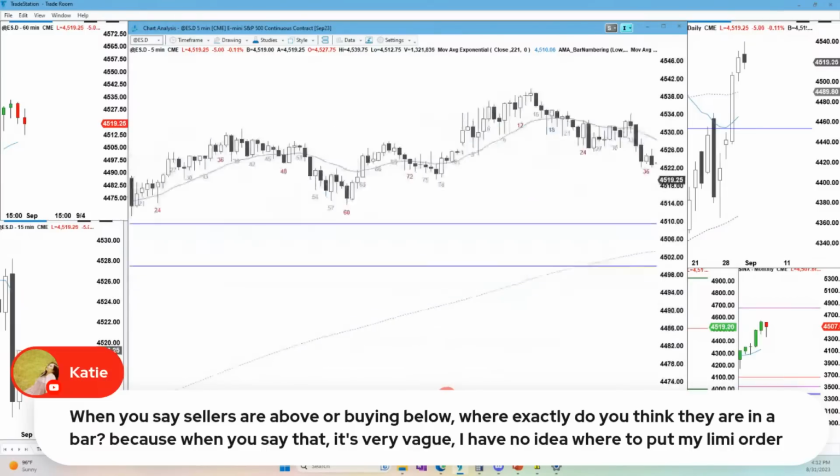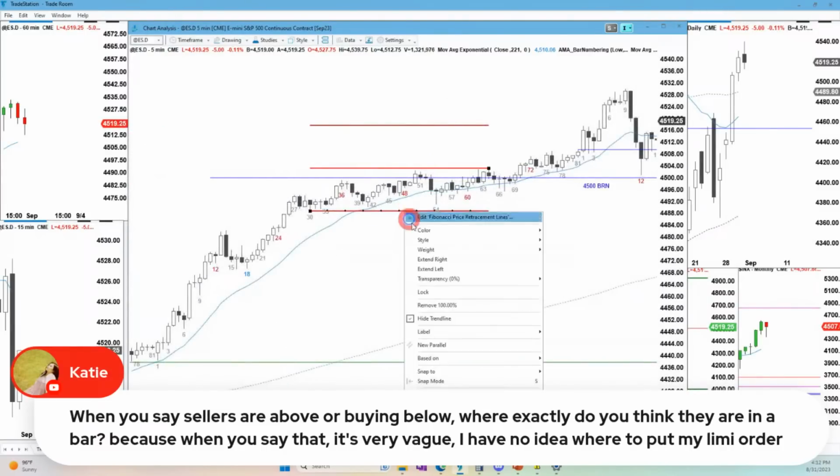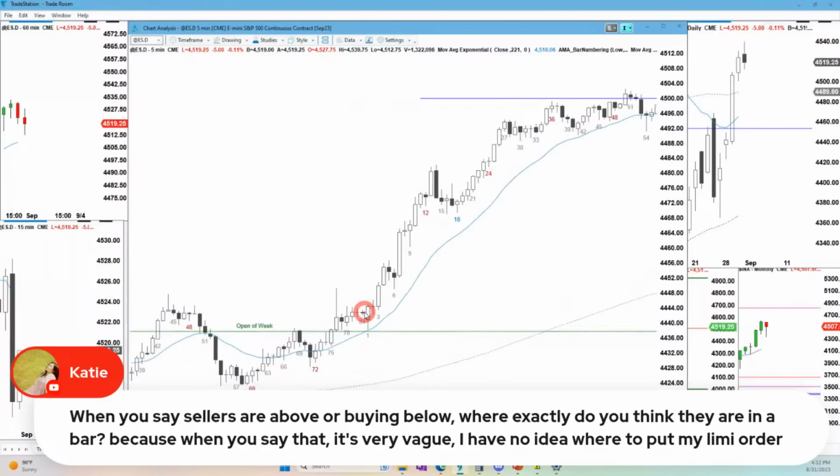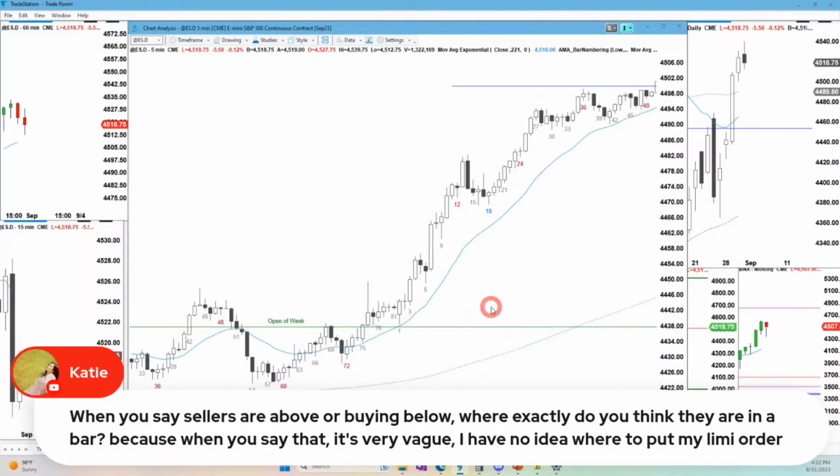Let me find a better example. And there's probably one over here. Let's just say bar 8 right here, this small doji. There's probably buyers below that bar, and therefore it's a limit order buy below. In this case, it almost pulled back 50% of the bar, but there were bulls buying the low of bar 8 and more lower.